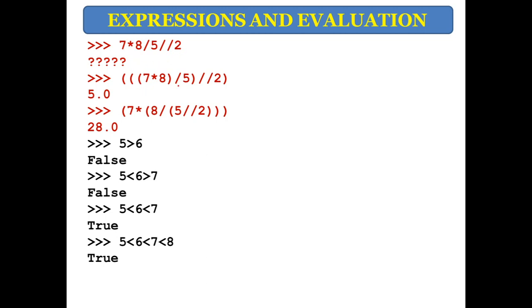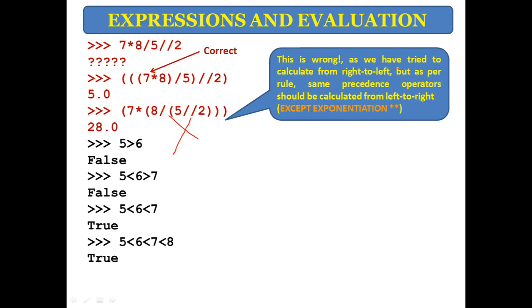Now can you predict what the result is? Two methods are shown here. Which one is correct? Now I have given brackets. One is following left to right priority: first this, then slash, then this result, then this, giving 5.0. The other goes right to left. What is true? As I have just discussed, except exponentiation, all other operators follow the left to right rule if they have the same priority. Let's check. It is false. Why? This is wrong, as we have tried to calculate from right to left, but as per the rule, operators of the same precedence should be calculated from left to right except exponentiation. That is what is giving the wrong result.